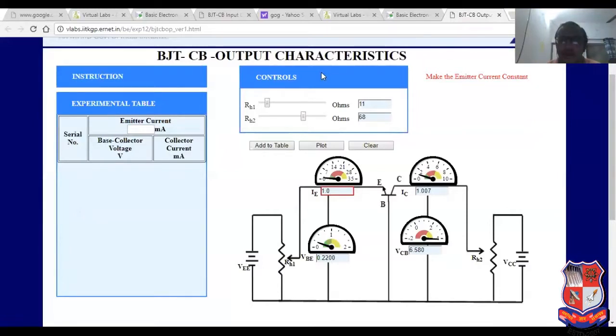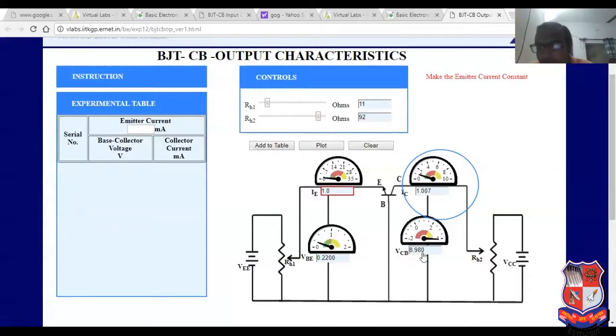See this very carefully. Why it is possible, that I will explain with the help of theory, but it is a pure practical concept. If you increase the VCB, see this, there is no change in the collector current. So what is the output characteristic? If you increase the VCB, then there is no change in the collector current. Again, repeat: if you increase the VCB, there is no change in the collector current. Please carefully remember that point.